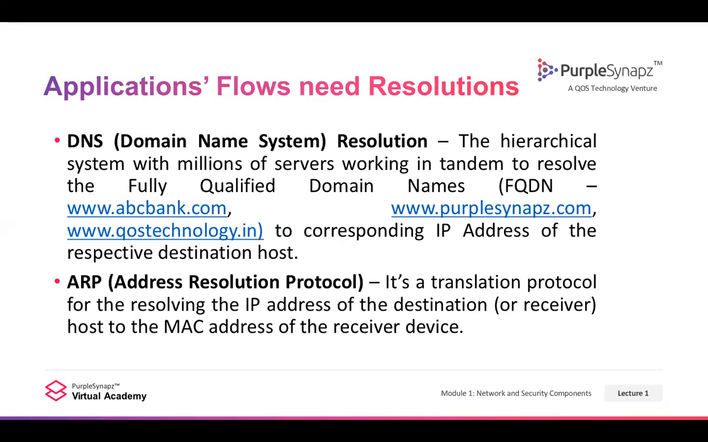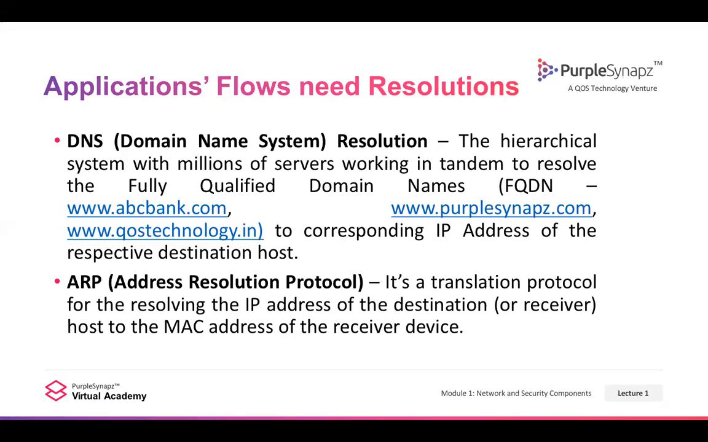So here we are taking an example that a user wants to go to abcbank.com, and the same user is also doing some course with Purple Synapse. So they may want to come to Purple Synapse or to QS Technology website in parallel. So all these names which we every day put on our browsers to access those respective application servers are called fully qualified domain names, also in short represented as FQDN.